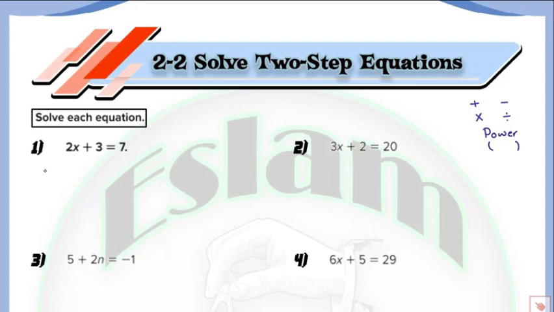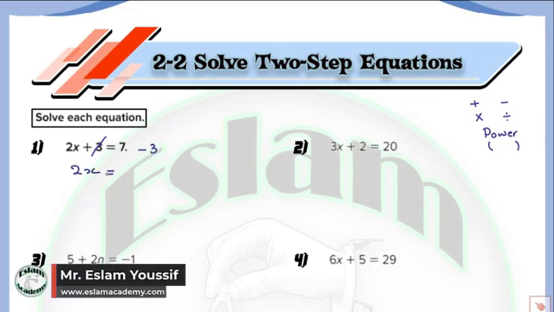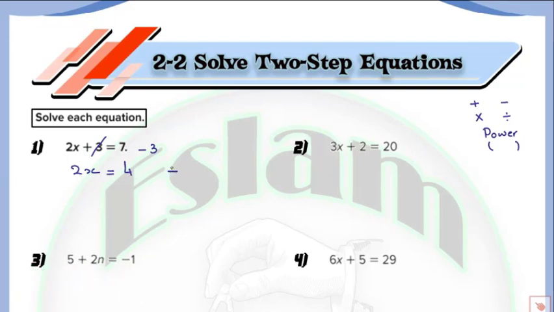So we have in question number 1, 2x plus 3 equals 7. At the first, we just need to find the adding and subtracting. You will find that we have here plus 3. So just subtract 3. So 2x equals 7 minus 3 equals 4. Now there is no adding and subtracting, and we have multiplication. So just to divide.